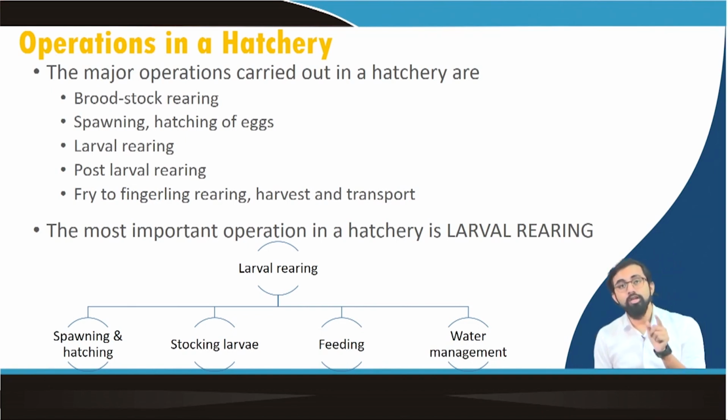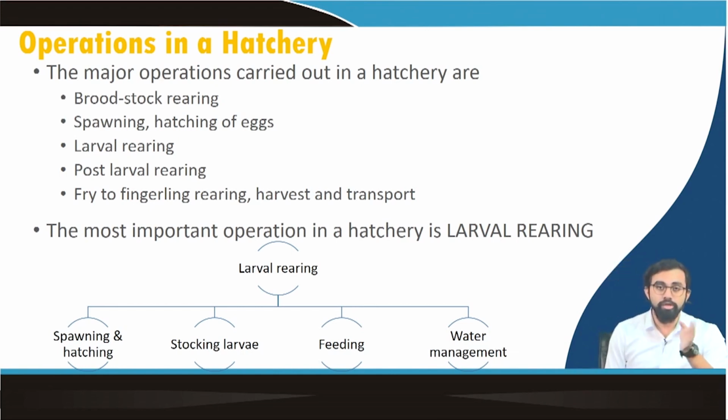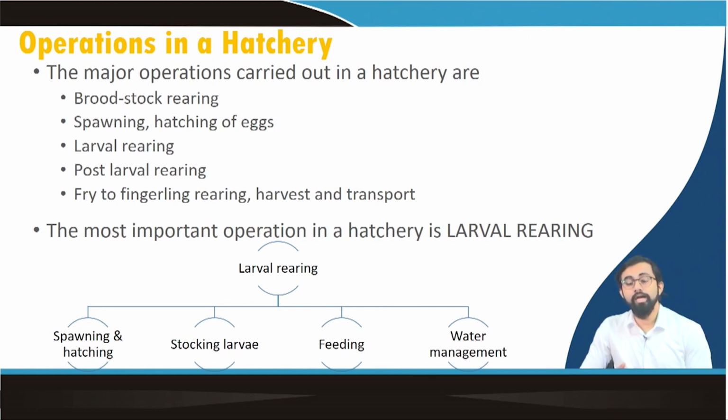So the most important operation in a hatchery is the larval rearing, okay? Spawning and hatching, stocking larva, feeding and the water management. These four are the very important points that we need to worry about when we will be designing a hatchery, when we will be operating a hatchery, and these are the operating parameters also we can call, like water management, feeding requirement, or the feeding interval or the feeding capacity, that you have to think about depending upon the size.